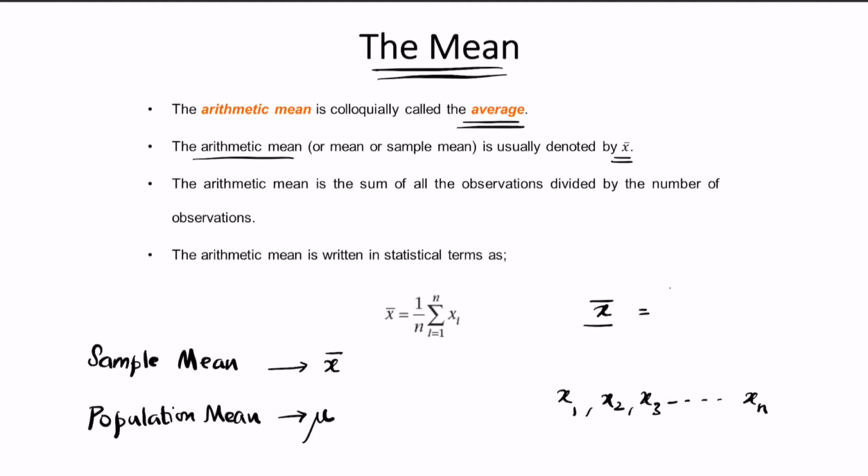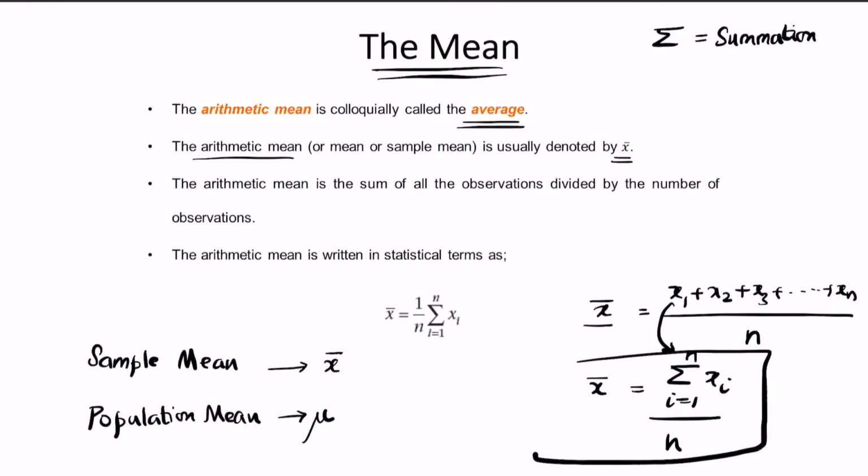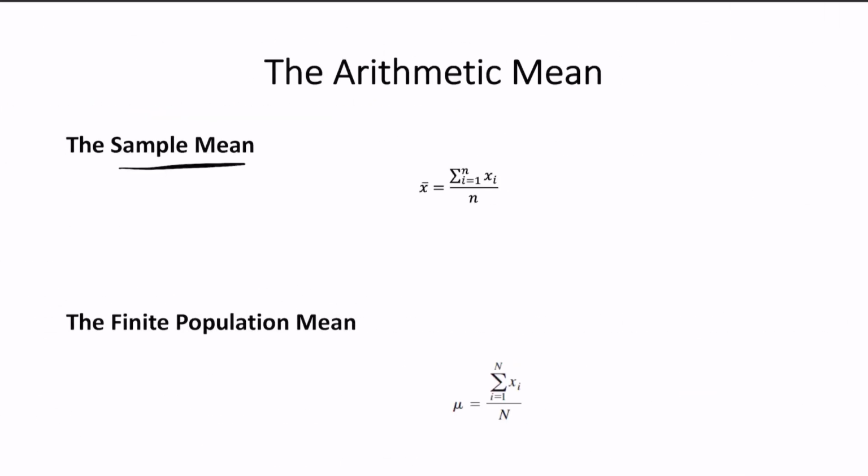The sample mean becomes the sum of all the observations over the total number of observations. To simplify this, we can write it as sigma xi, i equal to 1 to n. Sigma is the common symbol used for summation. So to simplify this entire summation, we can write x bar as sigma xi, i equal to 1 to n, over n. So this is the formula for the sample mean.